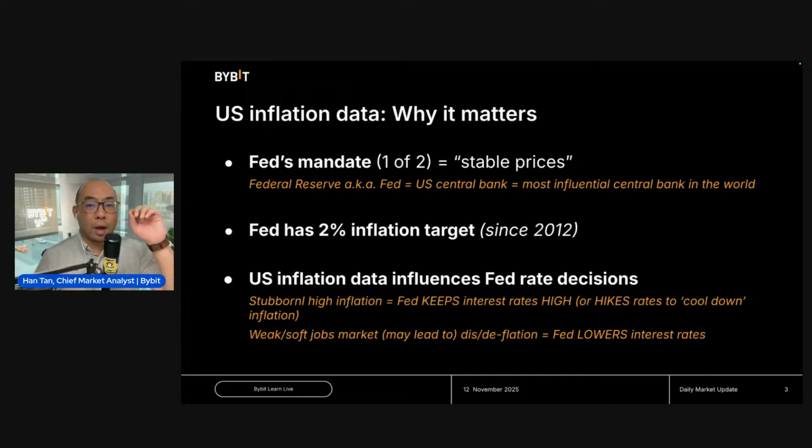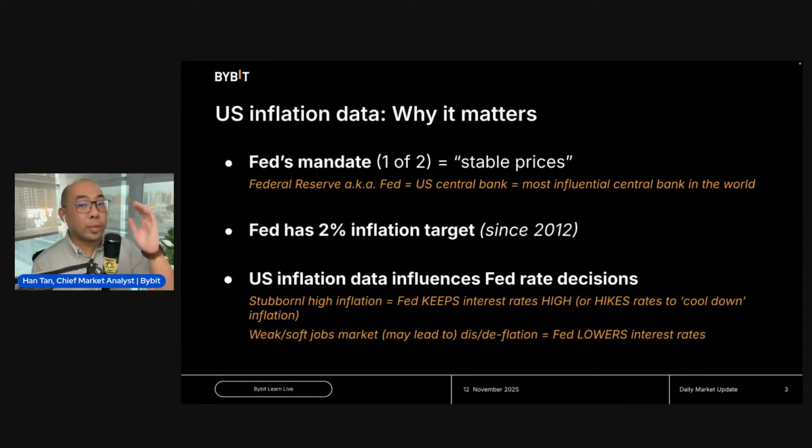And they've got one job, which is to manage the US economy. But that one job is split into two goals. One, you've got maximum employment. That's why Tuesday's jobs report often gathers a lot of attention from traders and investors worldwide. But then the second part of that mandate is stable prices. And so that's inflation. Now they have a target, right? What is stable? They have a target of 2%.